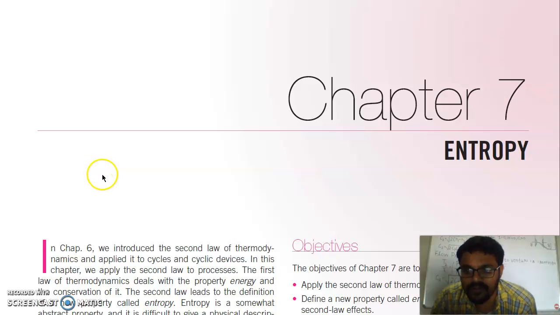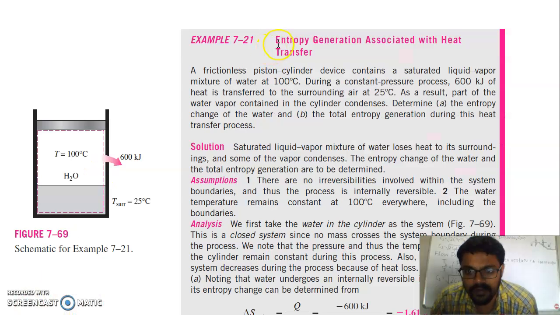Good morning. Today we will start with entropy. We will start with entropy generation associated with heat transfer. Take the example of this container which contains water at a temperature of 100 degrees Celsius, and this container will lose 600 kilojoules of heat to the surrounding, whose temperature is 25. When it loses heat, the water will start to condense.